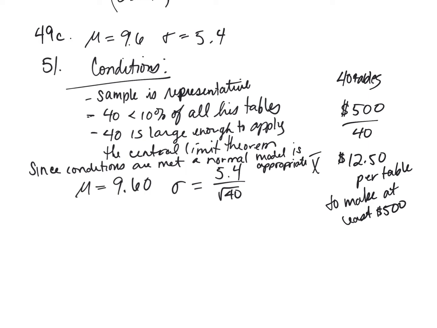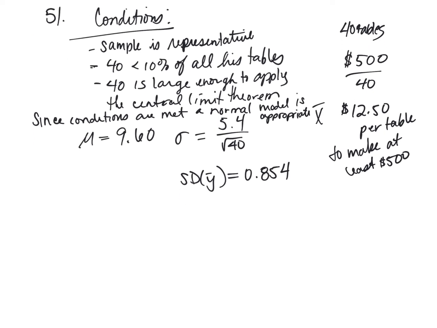So 5.4 divided by the square root of 40. So the standard deviation of the mean here is 0.854. And my z-score calculation, what mean does he need to achieve for this goal of $500? 12.5 minus the mean, 9.6, divided by the standard deviation, 0.854.